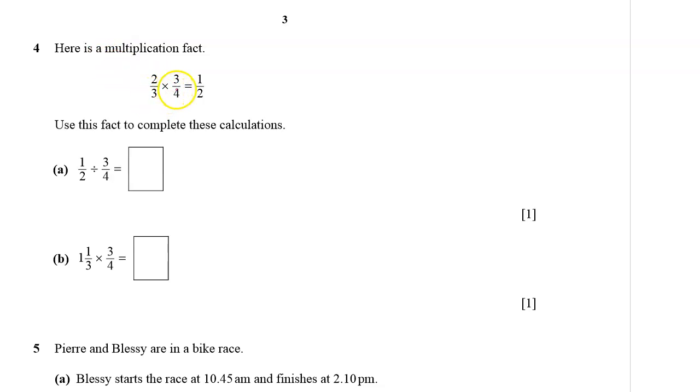2/3 times 3/4 is equal to half. Use this fact to complete these calculations. Of course, if 2/3 times 3/4 gives us half, what will be the product when we divide a half by a third? Of course, that will be 2/3. So we'll have 2/3 there.